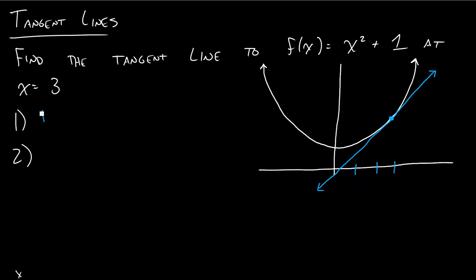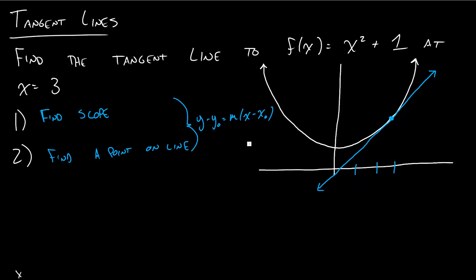Part 1 is we find the slope, and part 2 is we find a point on the line, right? And what we'll do at that point is plug it into our point slope form, y minus y0 equals m times x minus x0. Okay, so let's see how we can do that with what we know.